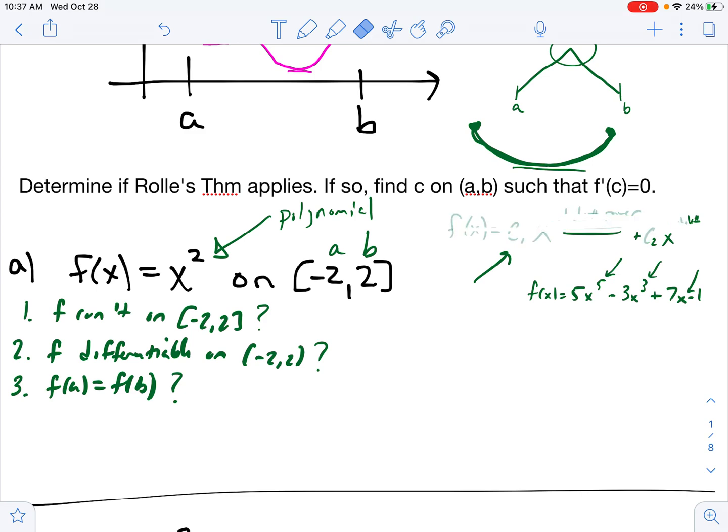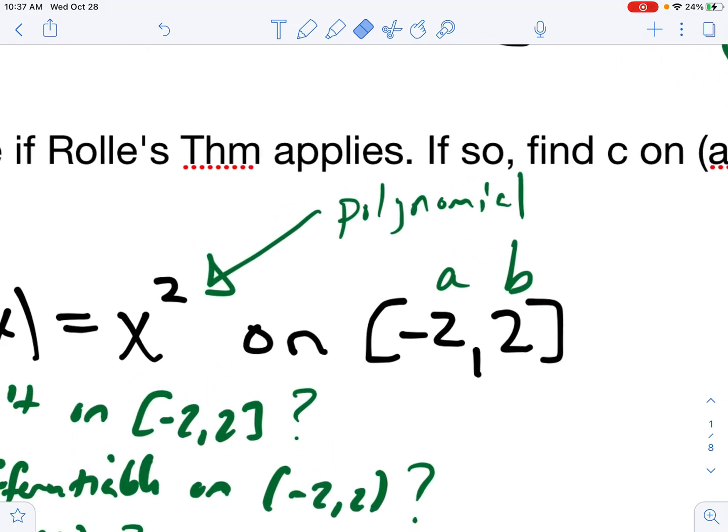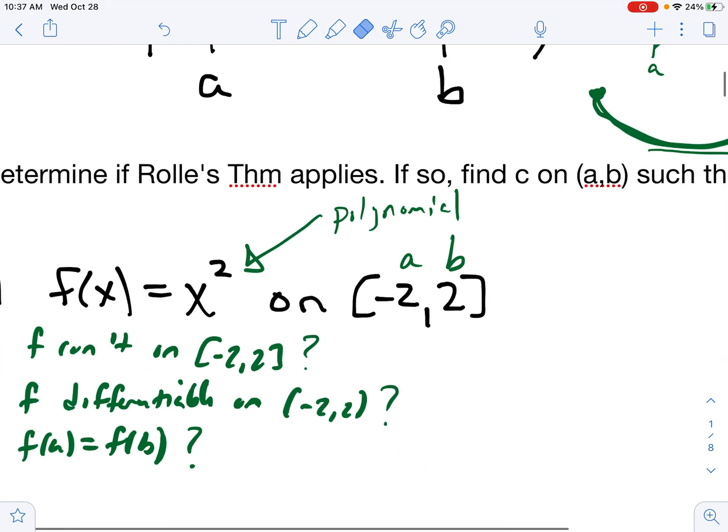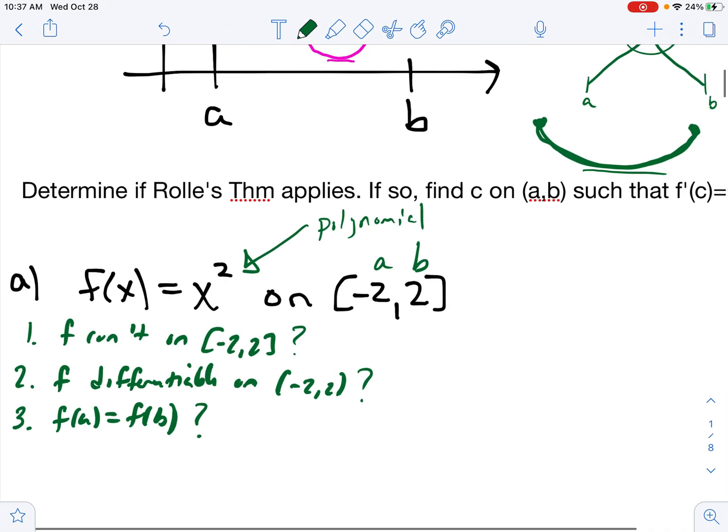Now, why am I talking about this? Well, because I just want you guys to know that you studied polynomials a lot in pre-calc last year. Polynomials are differentiable and continuous everywhere they're defined.